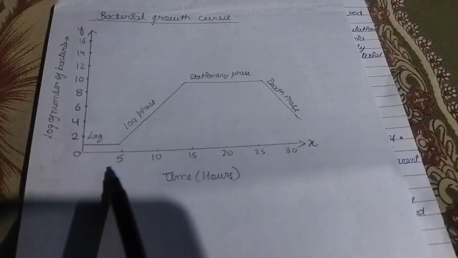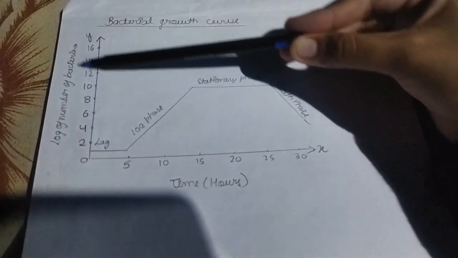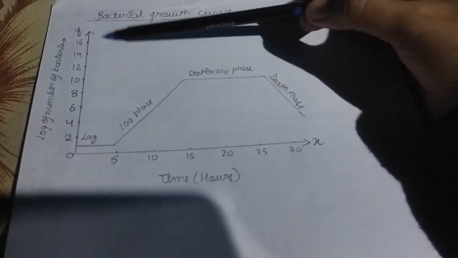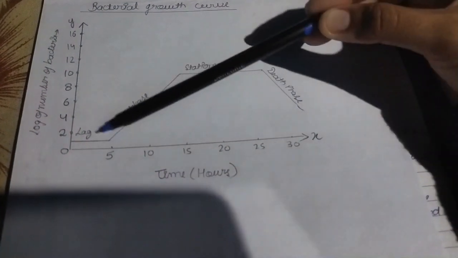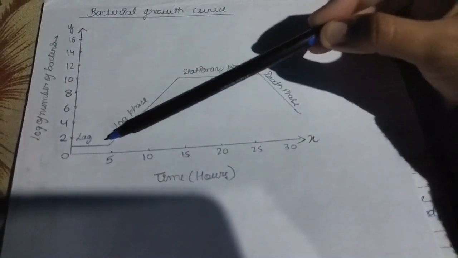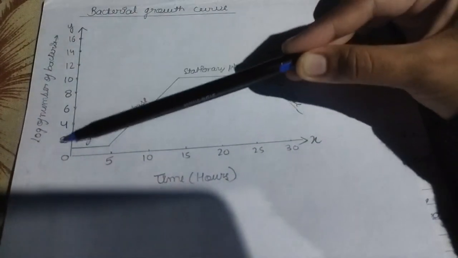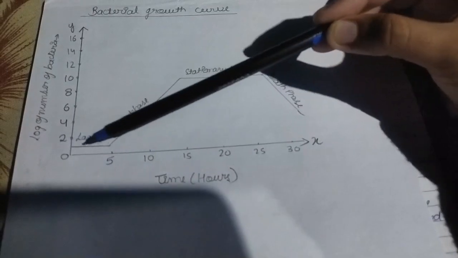We will see it in the chart. You can see here the time on the x-axis and the log of number of bacteria on the y-axis. Then we plot it. So this particular phase in which the bacteria is preparing itself for dividing is called the lag phase.